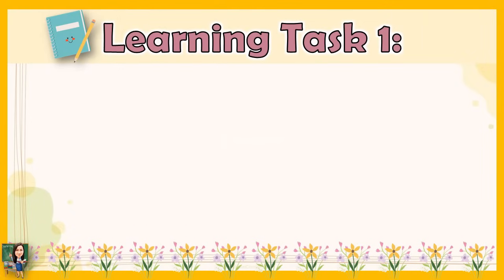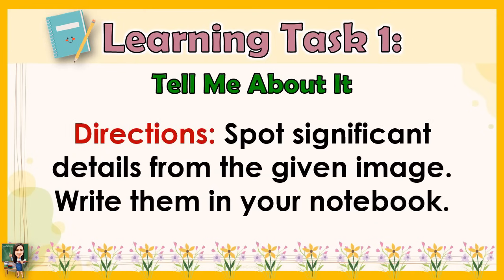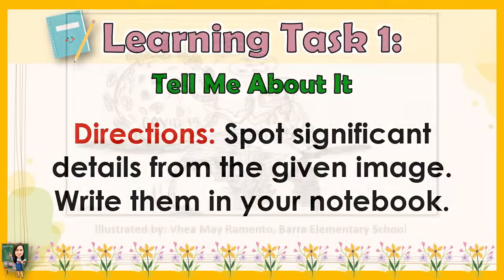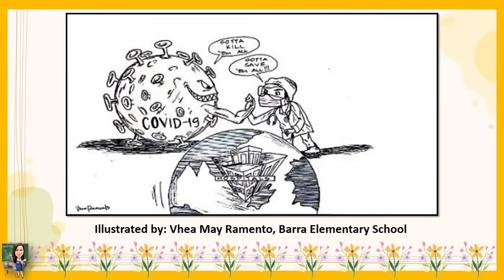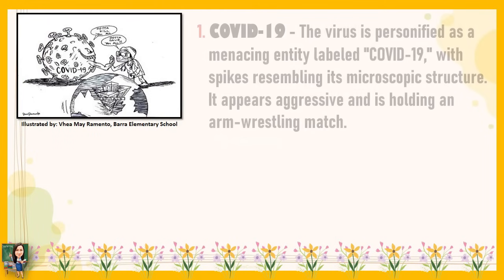And now let us proceed to the first activity, Learning Task 1. Tell me about it. Spot significant details from the given image. Write them in your notebook. Study the image. What can you say about it? Write significant details about this image. And here is my example.